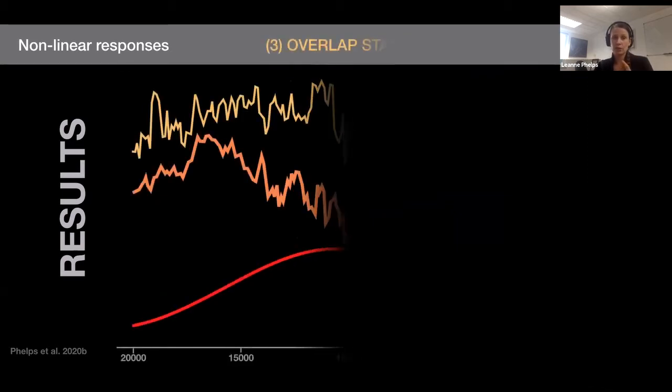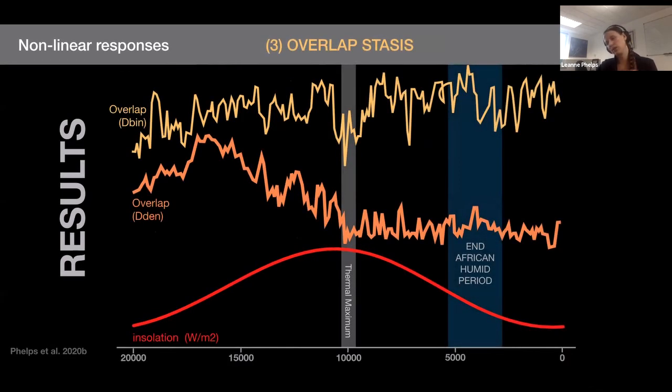The third nonlinear response that we observed has to do with the climatic overlap between forest and grassy biomes. So this is the shared spaces for forest and grassy biomes. We have two different measurements here, and they're saying very different things. So I'm just going to give you an overview of what this means. The overlap between these is quite high, which means that they're sharing similar climatic spaces. But when we look at the density of forest and grassy biomes, we start to see something very different. And that is that the overlap in density between forest and grassy biomes is significantly decreasing through time.